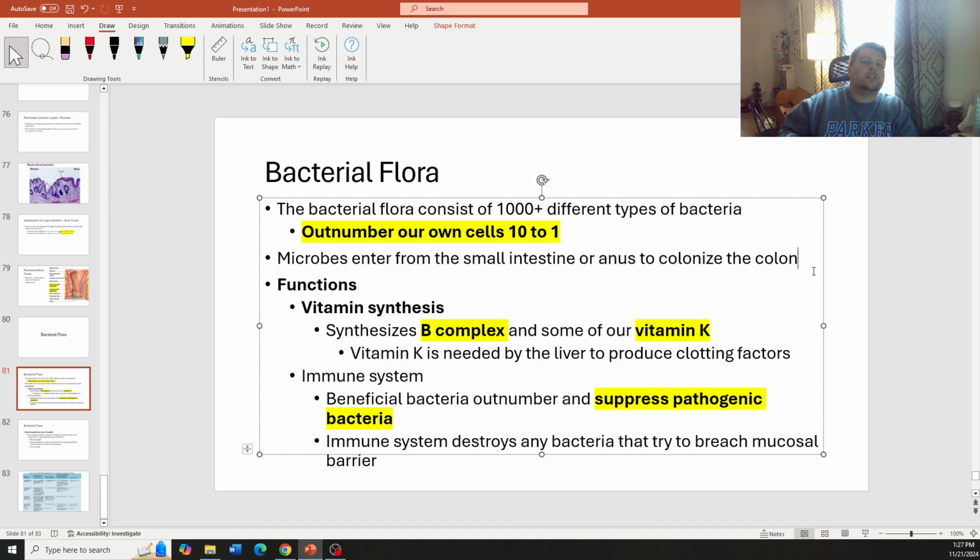And that's because there's different bacteria, different compounds, different foods that your body's not used to. So the body's going to need some time to adjust and integrate some of the new flora into itself. Okay? But it's very, very important for our bodies to have a balanced bacterial flora. Some of the functions, we have vitamin synthesis.